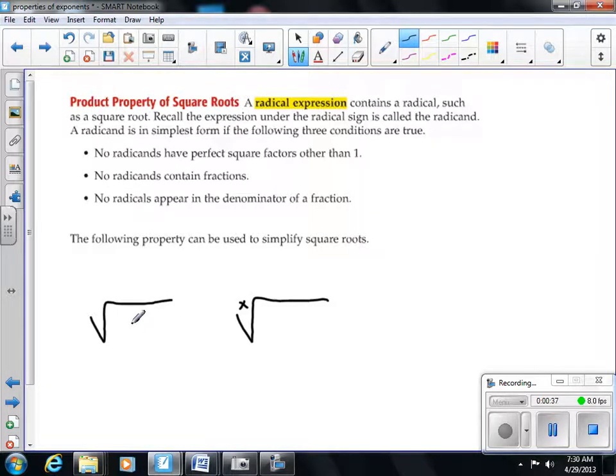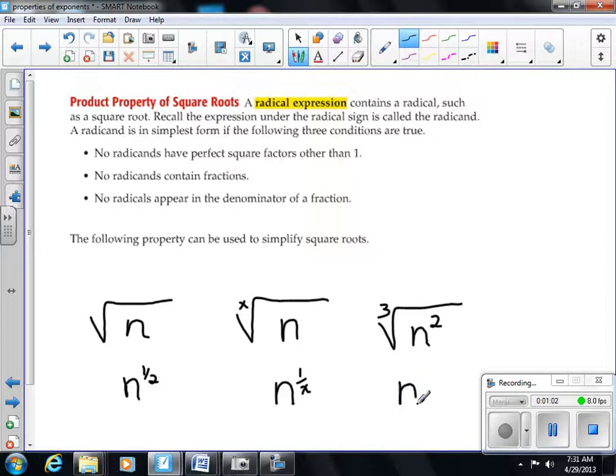Now these can also be written as powers. So if I have a radical, a square root of n, it can also be written as n to the 1/2 power. This one can be written as n to the 1 over x power. And if I have something like n to the 2nd power, what's the cubed root of n to the 2nd power? It can be written as n to the 2/3 power.